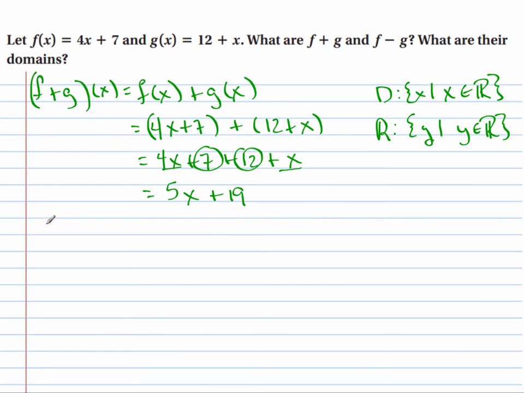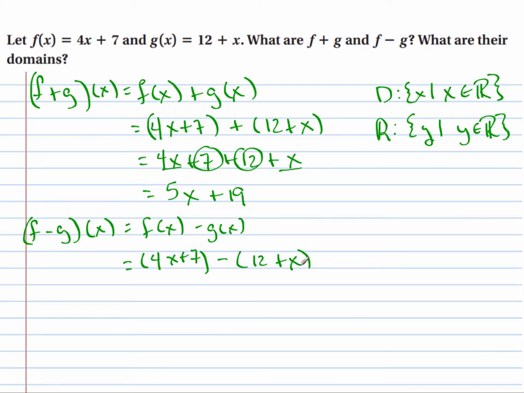So what if I wanted to do f minus g? This one, we're going to have to be a little bit more careful with our parentheses. This is f of x minus g of x. So f of x is 4x plus 7, and I'm going to subtract from that 12 plus x. Now whenever we do subtraction, remember there's a negative 1 here, and we're basically going to distribute this negative 1 to each of these terms.